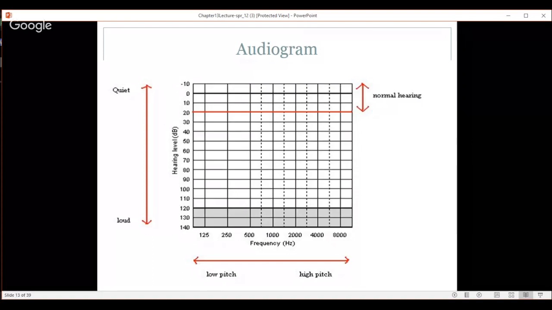The frequencies are indicated across the bottom from 125 to 8,000, looking at the speech frequencies of a talking voice, kind of in the middle of that audiogram. 500, 1,000, 2,000. I'm sorry, 1,000, 2,000, 4,000. Kind of where the dotted lines are going vertically through sort of the middle of that audiogram.